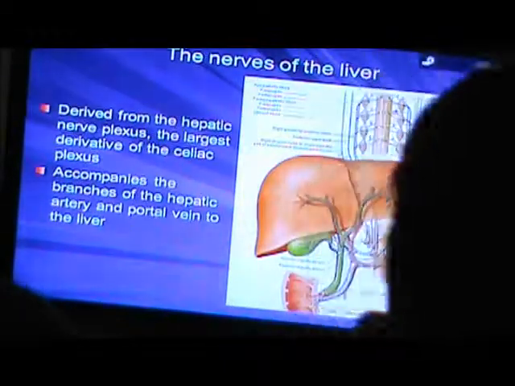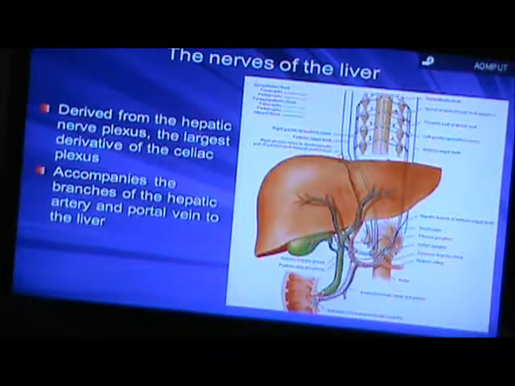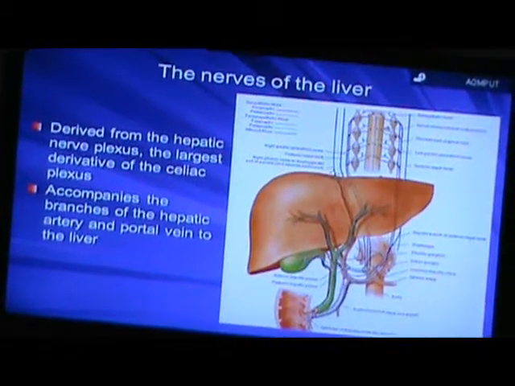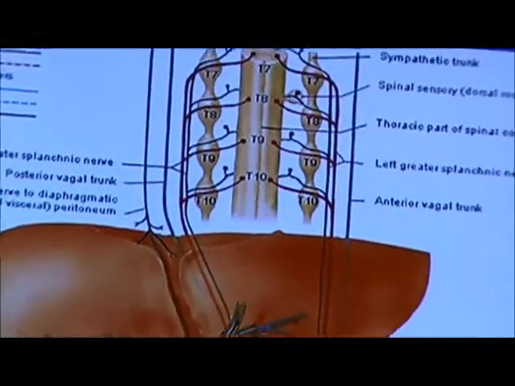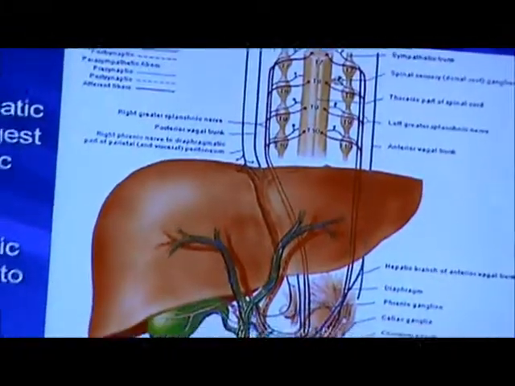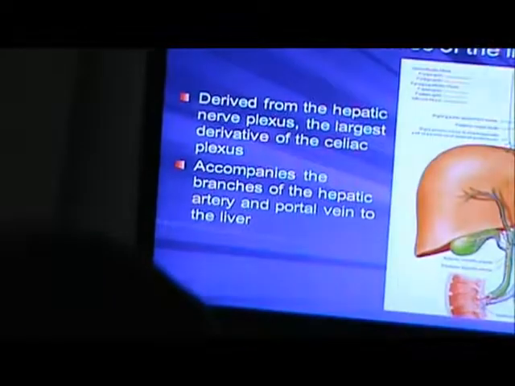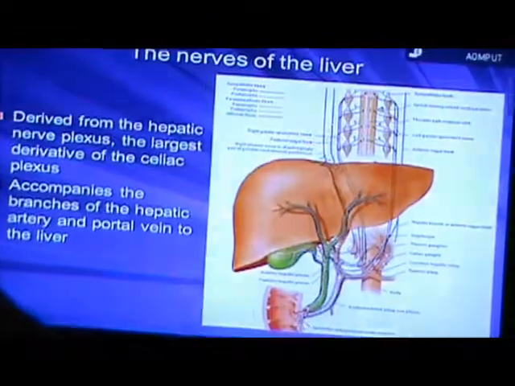The nerves of the liver are derived from the hepatic nerve plexus, the largest derivative of the celiac plexus, which is around the celiac trunk. The nerves of the liver accompany the branches of the hepatic artery and the portal vein to the liver. So we can see these branches.